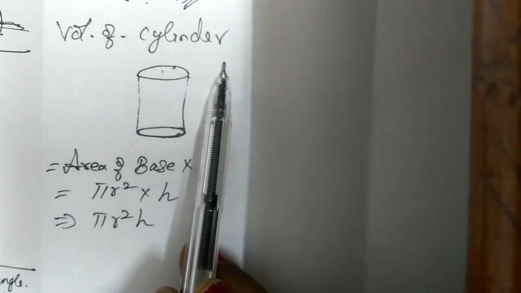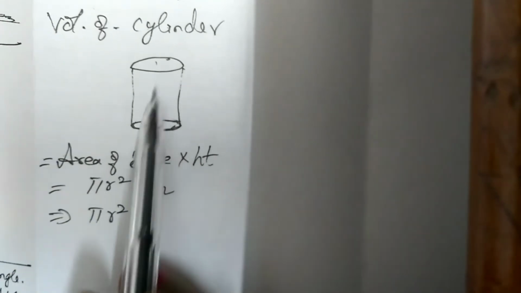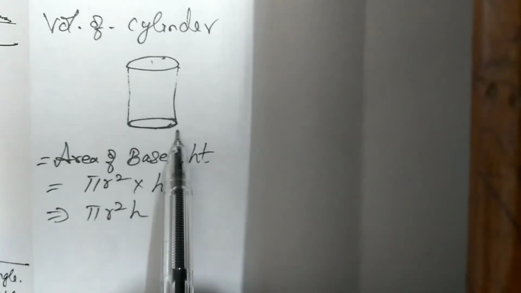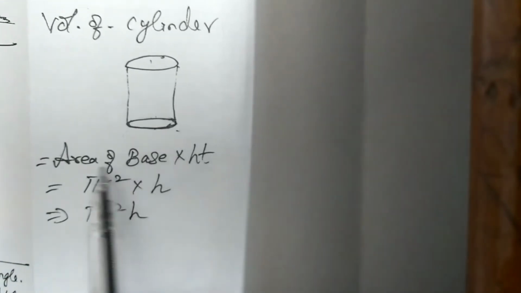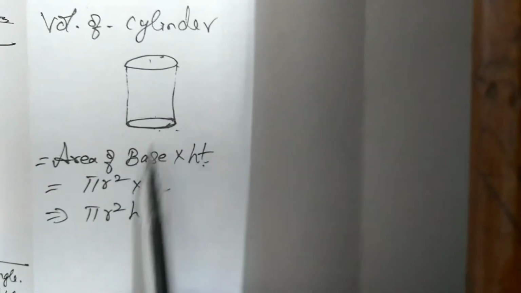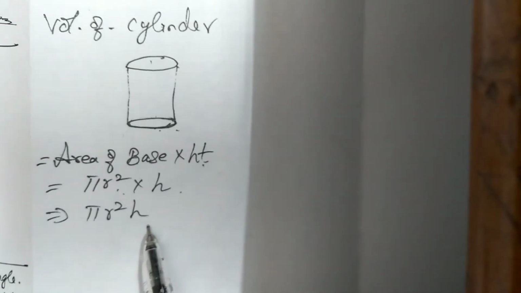Now the volume of a cylinder. What is the volume of a cylinder? How much it occupies, whatever it takes inside, based on how much base and its height. So the area of base into height. What is the base? The base is a circle shape. The area of a circle, pi r squared, into h: pi r squared h.